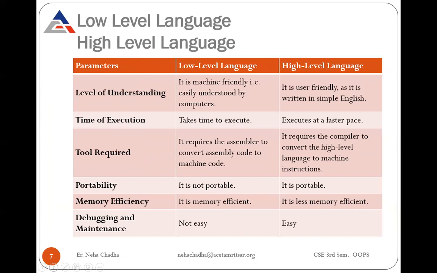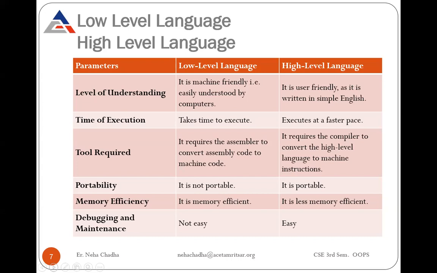Then the difference between low level language and high level language. First parameter is level of understanding. Low-level language is machine-friendly, easily understood by the computer or hardware. High-level language is written in simple English. Time of execution. Low-level language takes time to execute. High-level language executes at a faster pace. The speed of execution of high-level language is high as compared to low-level language.